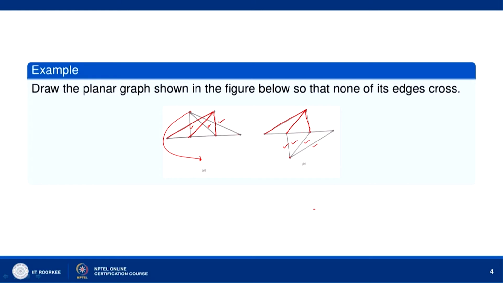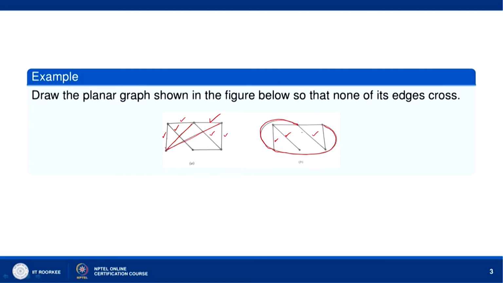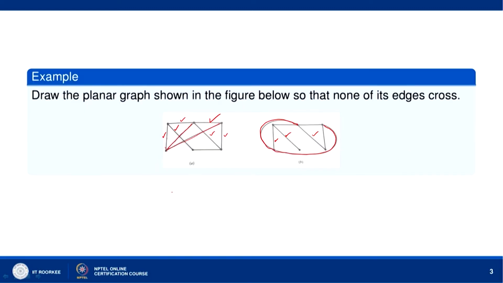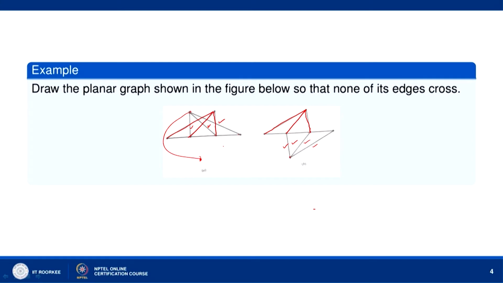So, what do we see here? It looks like the edges cross each other, but they are not crossing each other. And so, in the case of this graph which is K4, in the case of this graph, and in the case of the third one, this one, all graphs are planar graphs. We can draw them in such a way that none of their edges cross.